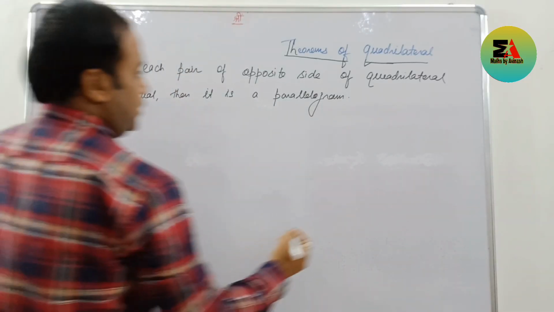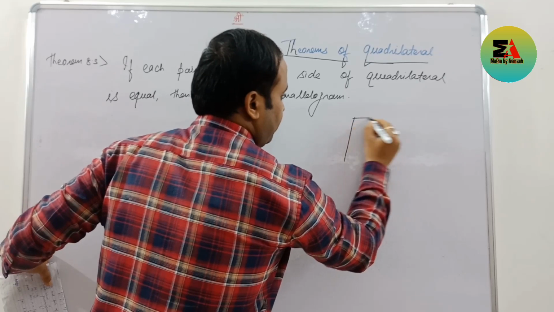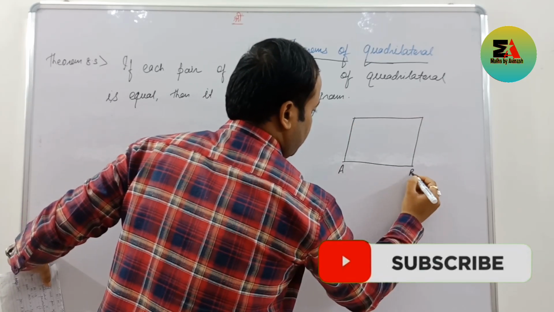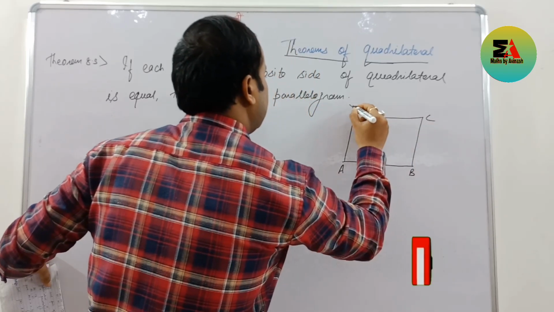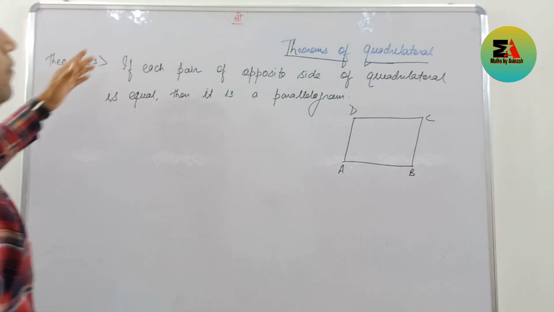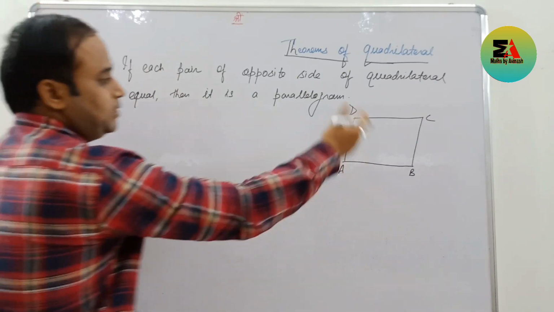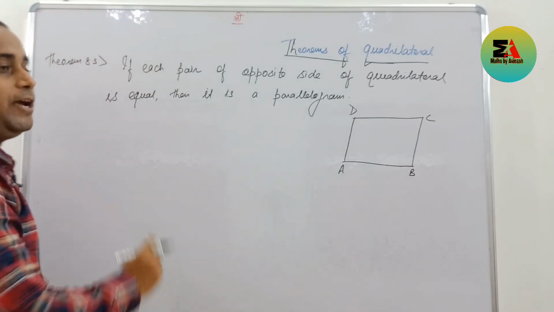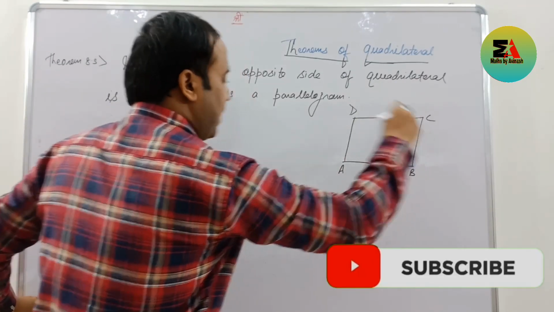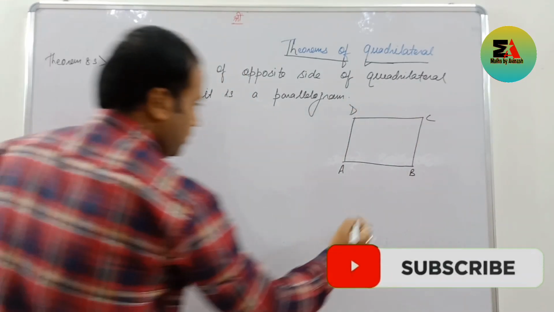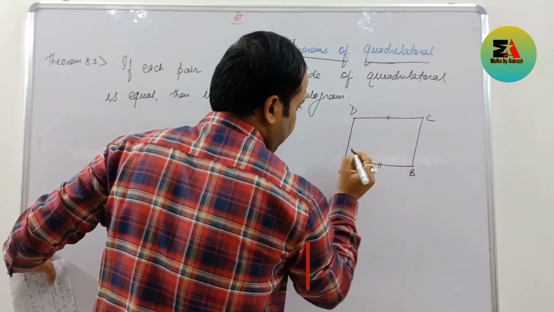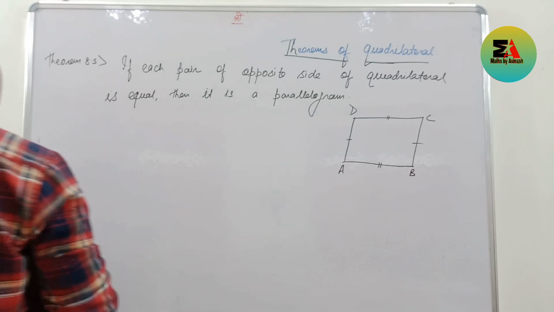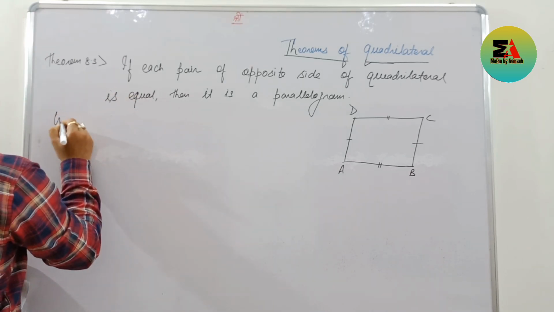Now see how we prove. This is our figure: A, B, C, D. This is a quadrilateral. The theorem says, if each pair of opposite sides are equal, then we have to prove what? ABCD is a parallelogram. Clear? This side is equal to this side and this side is equal to this side. This is already given.